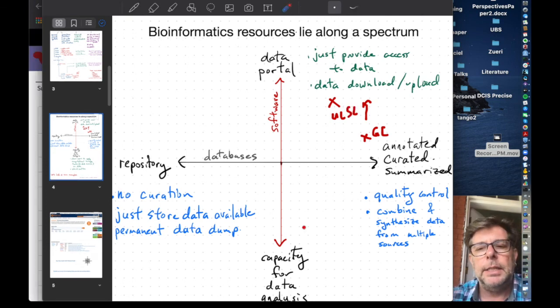So if we looked at SGD, there is actually a little bit of capacity for data analysis, right? And it's highly curated. So I would put it a little bit below this line for the first time. That's maybe SGD. Certainly, it's all about the curation, I think.